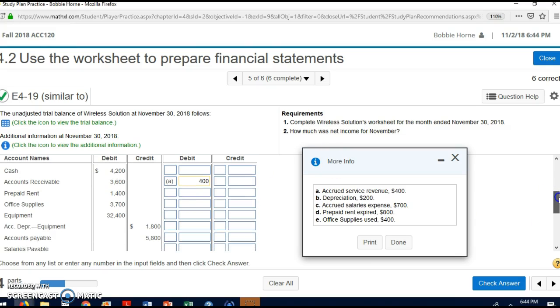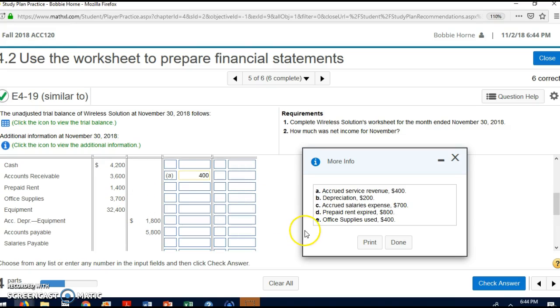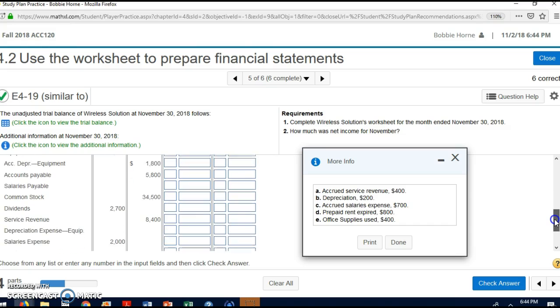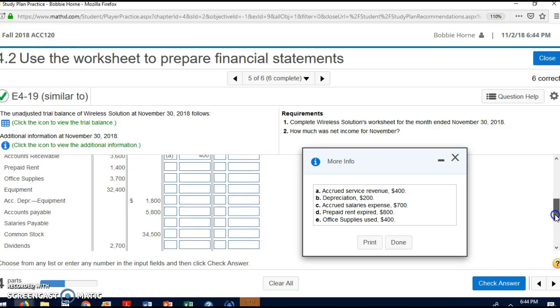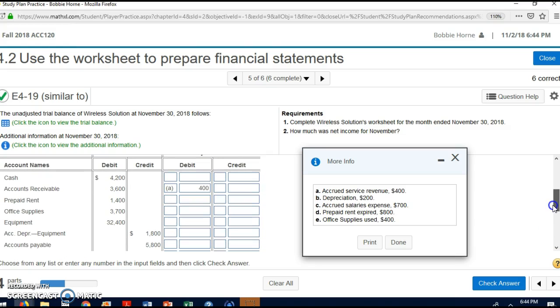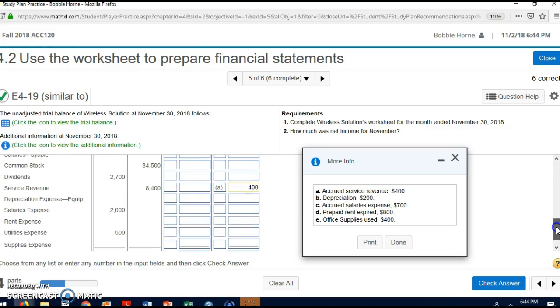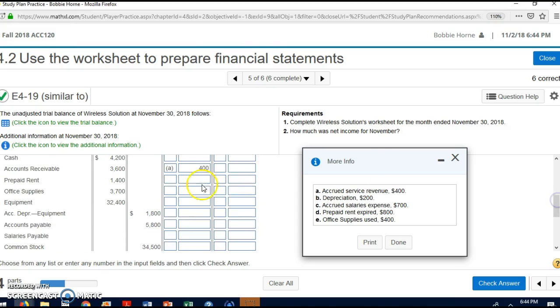Remember, accrual, we're saying that money, cash is coming later. We just need to go ahead and record it as revenue earned. We're going to credit service revenue for 400. Depreciation of 200, so we're going to debit depreciation expense for 200 and credit accumulated depreciation for 200.